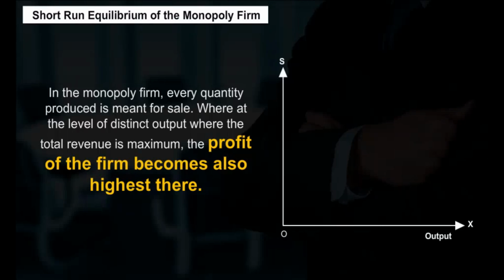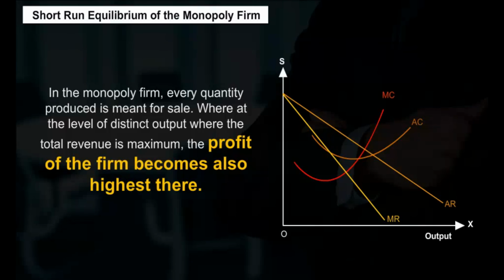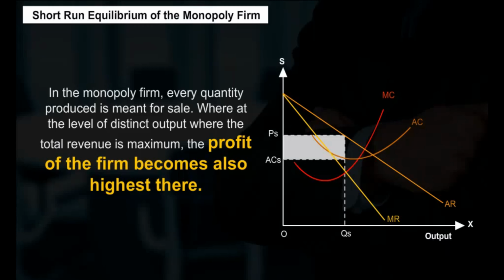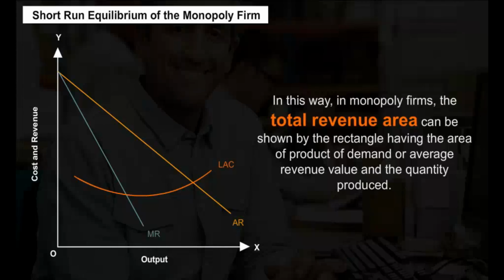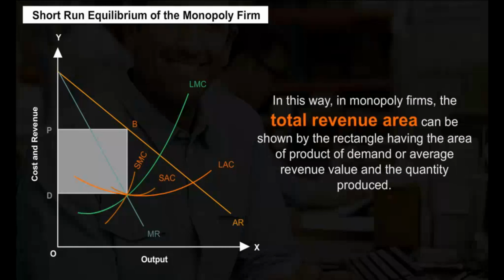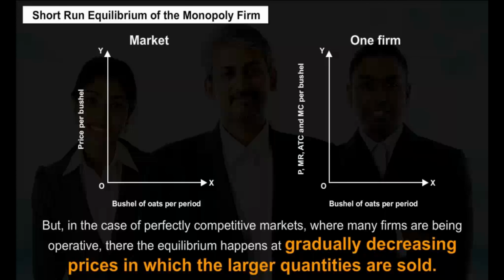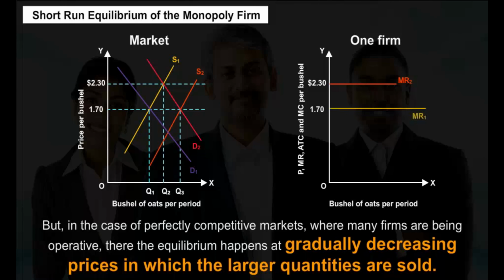In the monopoly firm, every quantity produced is meant for sale, and at the level of output where the total revenue is maximum, the profit of the firm becomes highest as well. In this way, in monopoly firms, the total revenue area can be shown by the rectangle having the area of the product of demand or average revenue value and the quantity produced. But in the case of perfectly competitive markets, where many firms are operative, the equilibrium happens at gradually decreasing prices in which the larger quantities are sold.